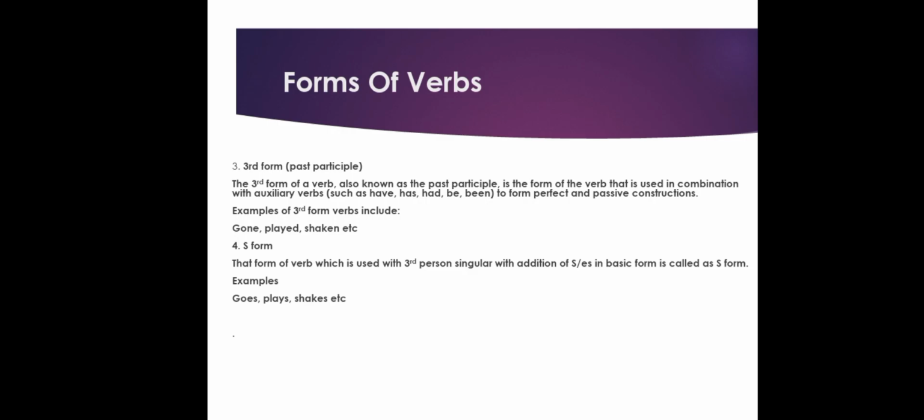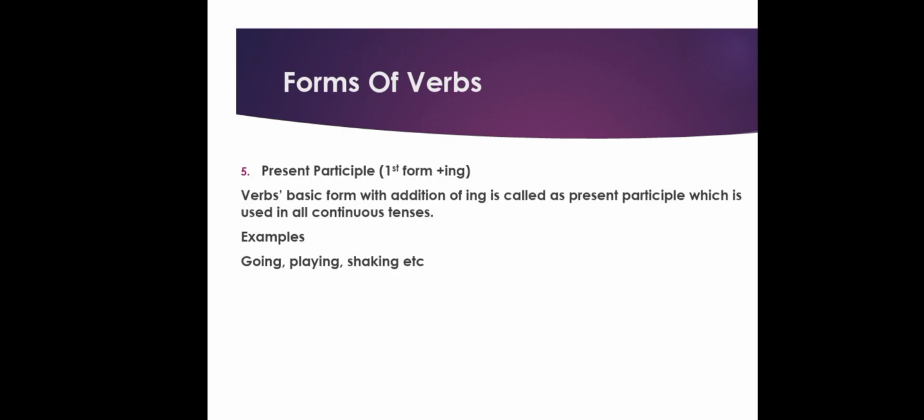Then we have the S form. That form of verb which is used with third person singular with the addition of s or es to the basic form is called the S form. Examples: goes, plays, shakes, etc. Then we have the present participle, first form of verb plus ing. A verb's basic form with the addition of ing is called the present participle, which is used in all continuous tenses. For example: going, playing, shaking, etc.